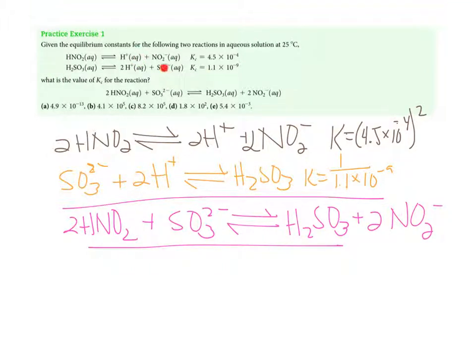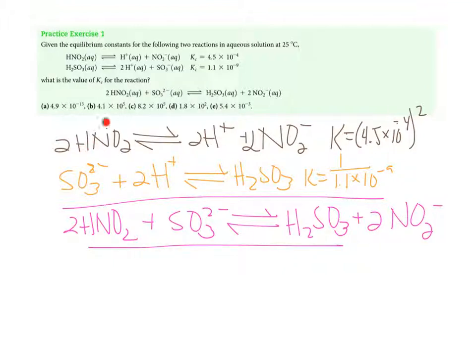And since I reversed this one, I had to take the reciprocal of this equilibrium constant to get the equilibrium constant of the reversed reaction. So the equilibrium constant for this reaction is 1 over what it was for going the other way. Now I'm going to add them up and see if I get this.